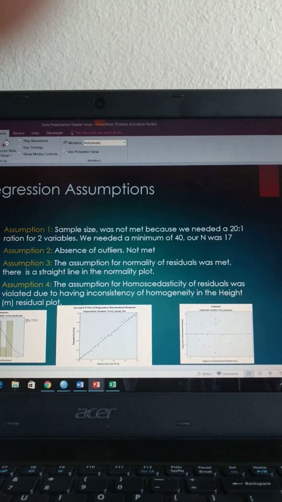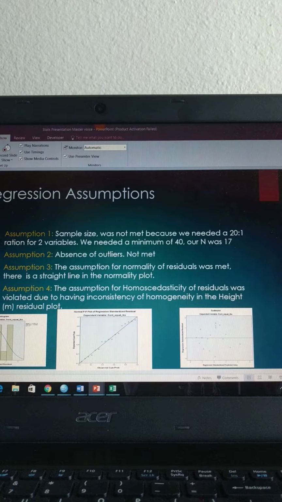Assumption 3, the normality assumption, that was met. That looks like a pretty straight line, with residuals not being too far off from the straight line. Assumption 4, that was not met because there is a lack of homogeneity. The residuals look asymmetrical and scattered.